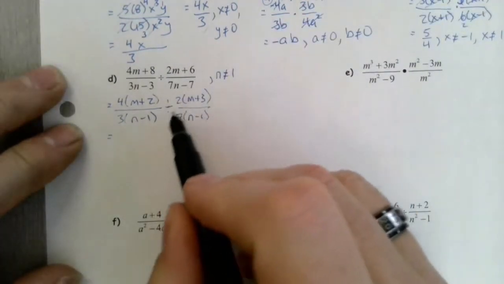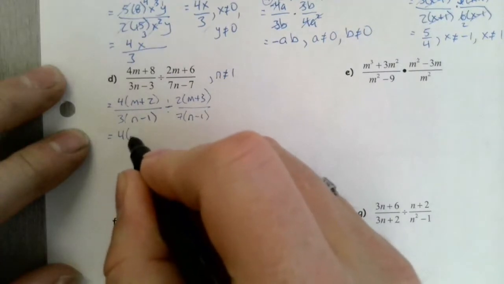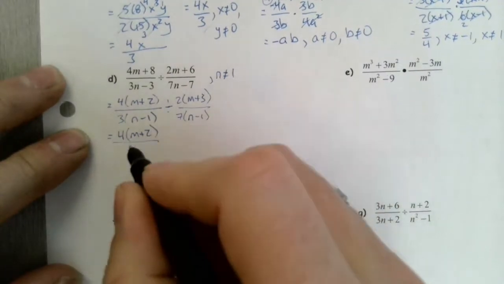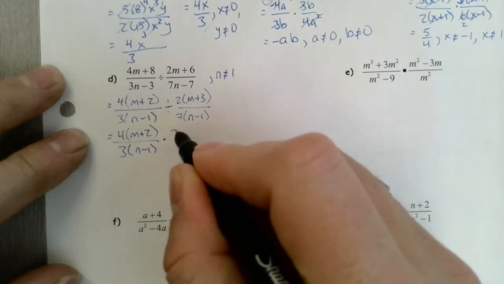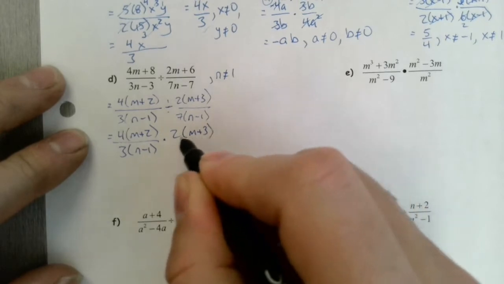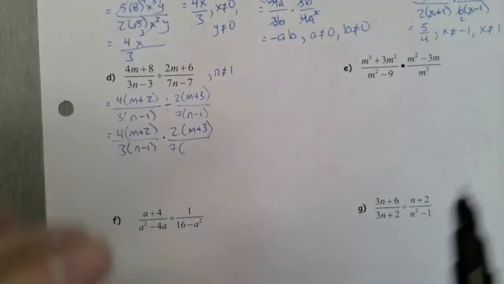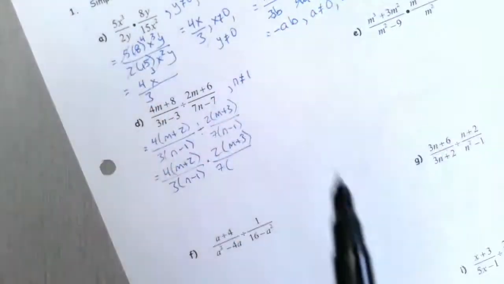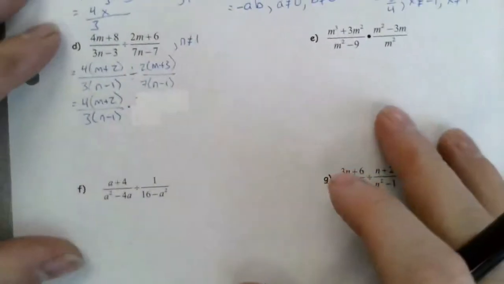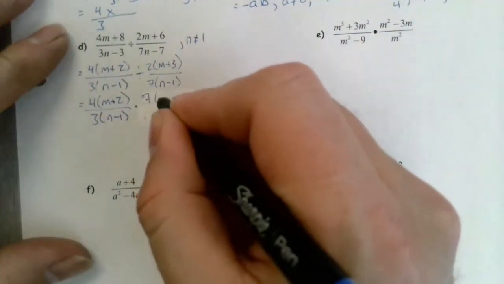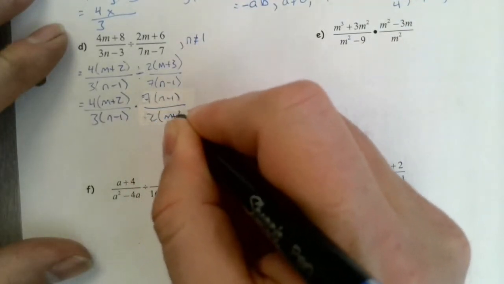Now I'm going to rewrite this division as multiplication by the reciprocal of the divisor. So 4 times n plus 2, 3 times n minus 1, multiplied by 2 times n plus 3. Wow. I said it and then I didn't reciprocate it. Sorry about that. Don't know where my head went for a second there. Here we go. 7 over n minus 1 all over 2 times n plus 3.